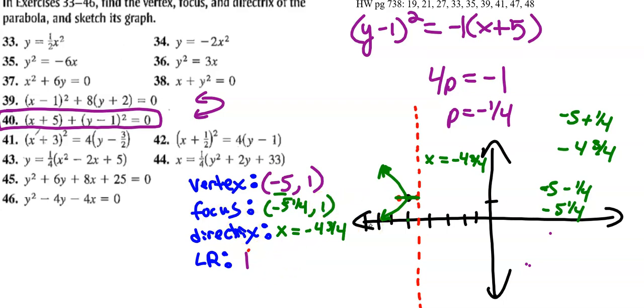So as you do these, make sure vertex and focus, those are points. They should have an x, y ordered pair there. The directrix is a line. It should have x equals if it's vertical, y equals if it's horizontal. The LR is a distance. It should be a positive value there. That's that chord that we drew on those first 3 examples of this video.